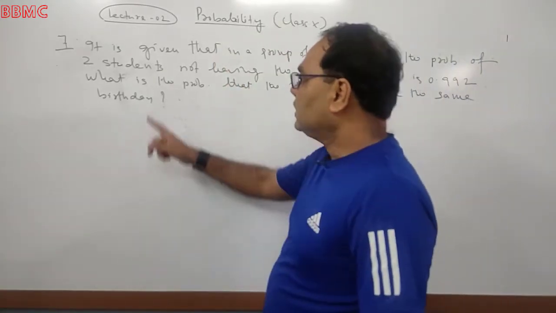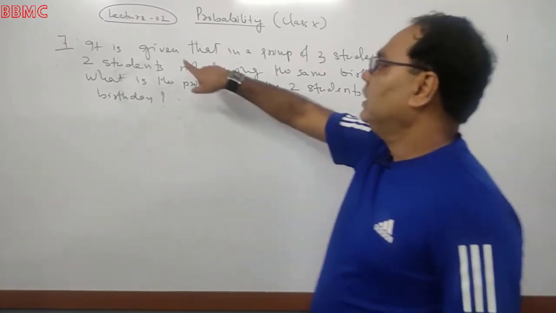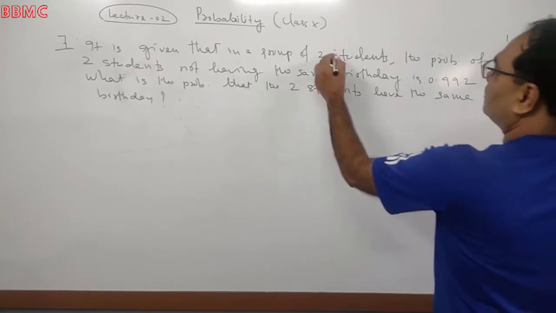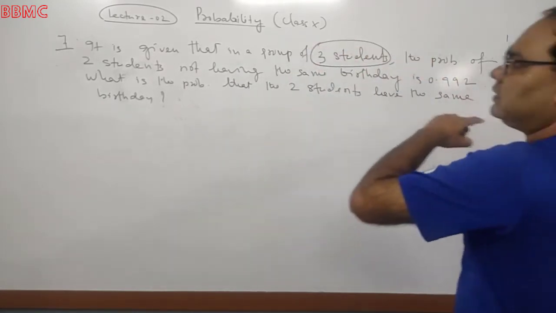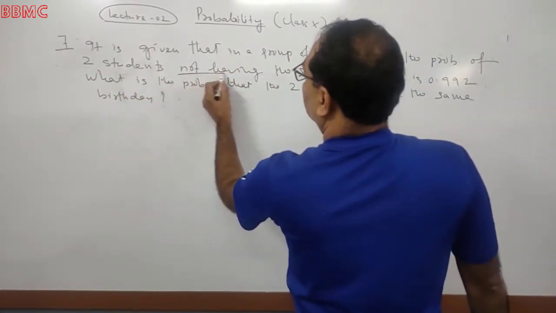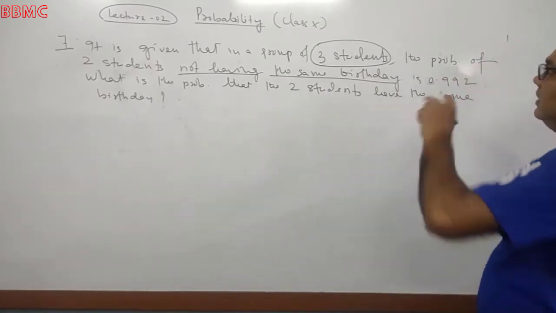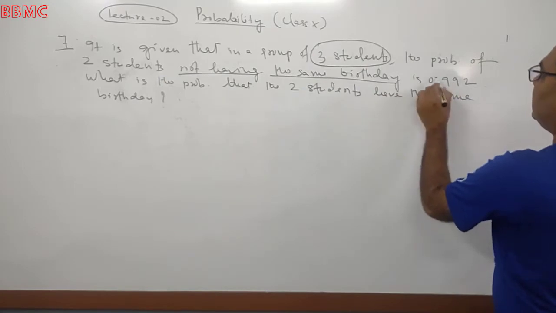So this is question number 7. In question number 7, what is given? It is given that in a group of 3 students, the total number of students is 3. The probability of 2 students not having the same birthday. Remember, the probability of two students not having the same birthday is what?